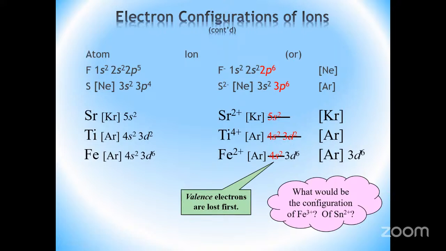Remove one electron. So what will be the electron configuration? Argon 3d5. Exactly. Write that down here: Ar 3d5. All right. The next one is asking for tin 2 plus.